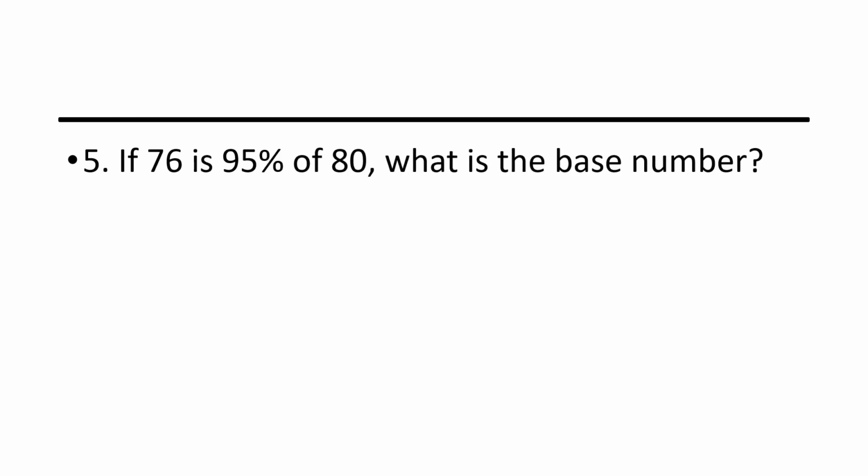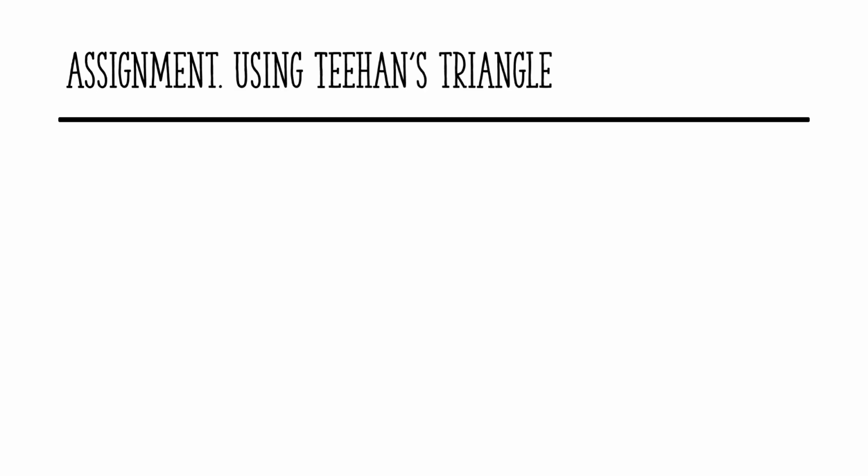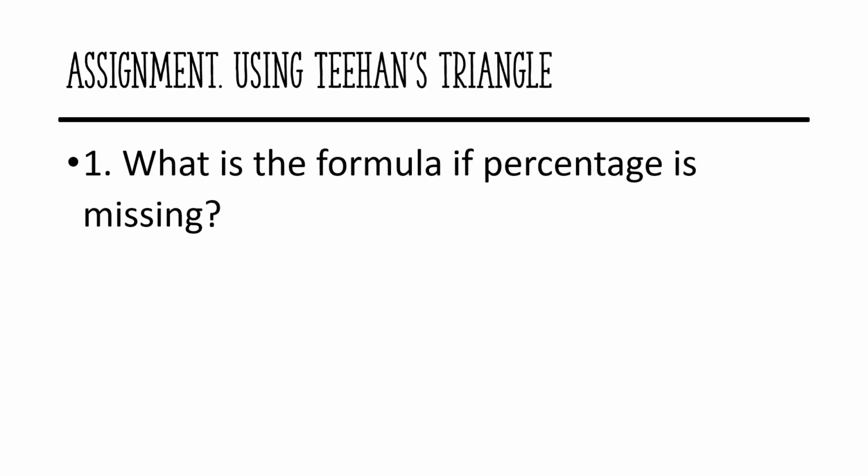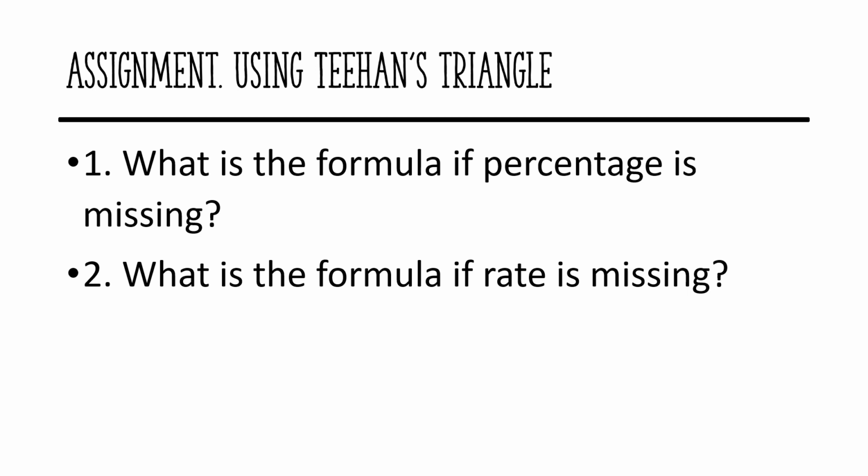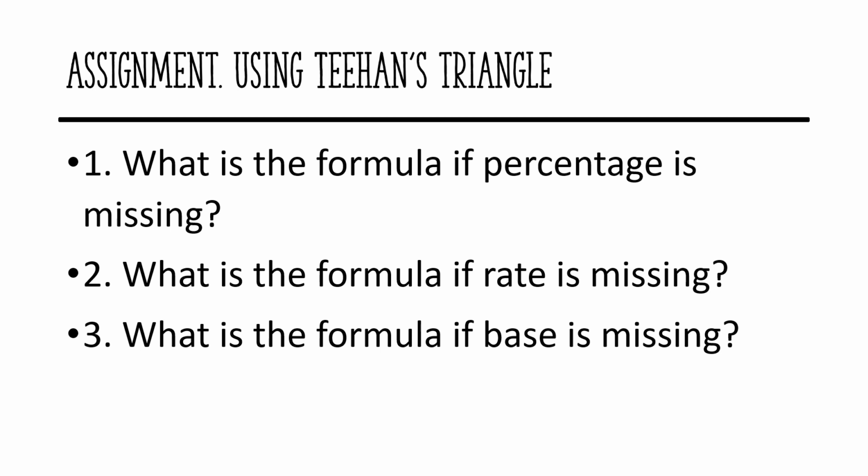Very good. Number 5. If 76 is 95% of 80, what is the base number? A. 76. B. 95%. C. 80. And the correct answer is 80. For your assignment, using the percentage triangle, what is the formula if percentage is missing? For number 2, what is the formula if the rate is missing? And for number 3, what is the formula if base is missing?